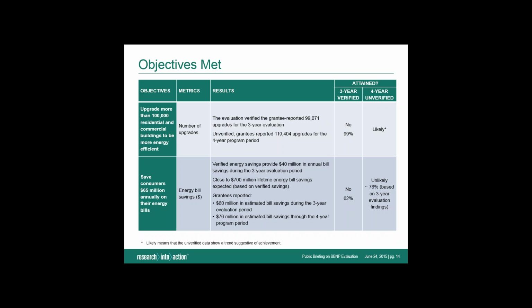BBNP also set a goal of saving consumers $65 million annually on their energy bills. We were able to verify energy savings of $40 million in annual bill savings during the 3-year period. So they did not achieve their full $65 million annual target. They were about 62% of that. There were additional savings that we reported, but based on the 3-year evaluation findings of what we verified, we think that they still did not quite achieve their $65 million annual bill savings in year 4. There was close to $700 million lifetime energy savings, however.